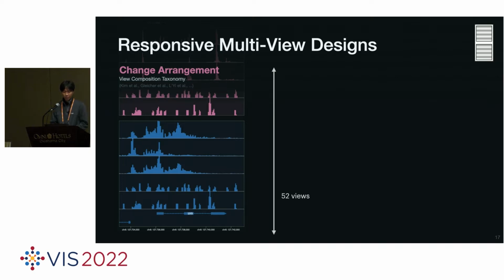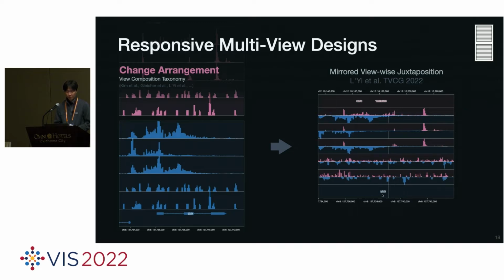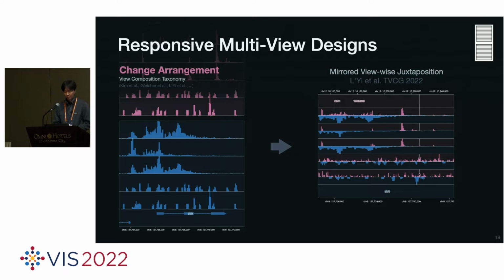And in an extreme case, one comparative tool in our survey showed as much as 52 views at once that are stacked vertically, meaning that users have to scroll for a long distance to compare between pairs of views. To support such a pairwise comparison, one can instead directly juxtapose pairs of views so that the comparison can be more effective.